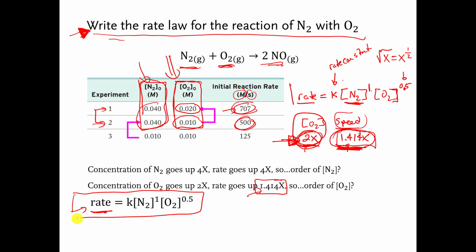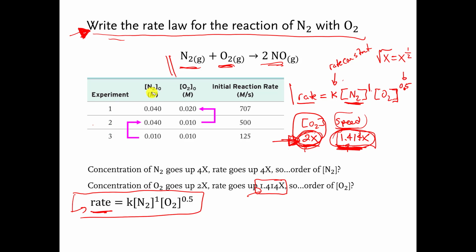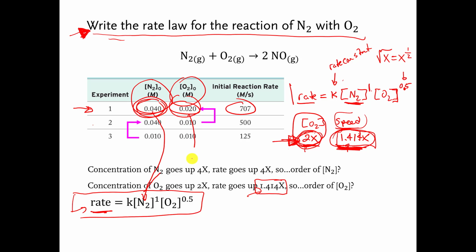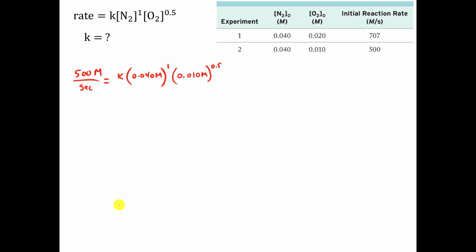All we have to do is pick any of the 3 experiments. I don't know which one I'm going to pick on the next page, but we could pick these numbers and plug them in, right? This N2 concentration would go there. This O2 concentration would go here. This speed would go here, and then we can use algebra to figure out the last missing piece, which is K.